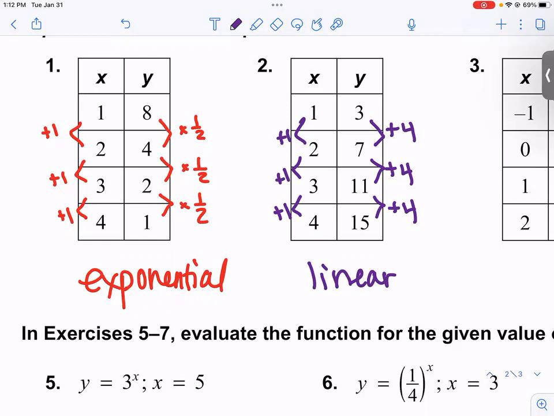Wait. Yeah. What makes it different though? Is it because we're just adding instead of multiplying? Yes, that's exactly it. That's exactly it.